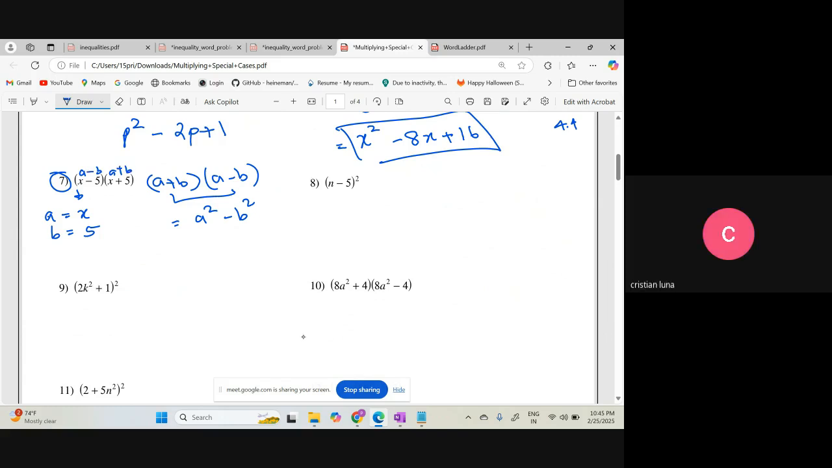Over here, what you would do is x squared. So x squared is x times x, minus 5 squared, so it's 5 times 5. So that's x squared minus 25.